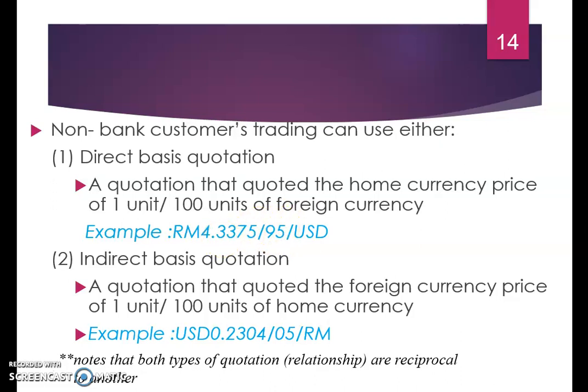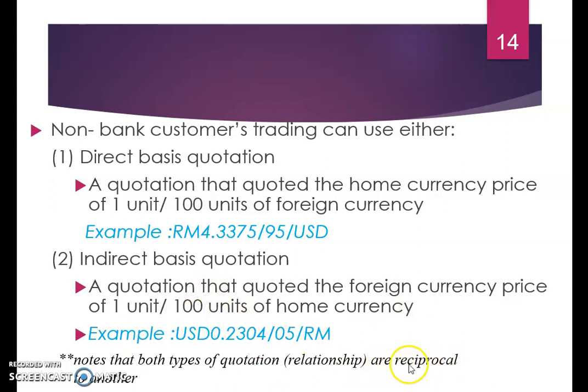So rule of thumb, the ask price is always the bigger amount compared to the bid price. From a direct basis quotation, we can easily convert it to the indirect basis quotation. How I'm going to do this is, you just cross like this. This bid is going to be the ask price for this indirect basis quotation, and this ask will be the bid price for the indirect basis quotation. This relationship we call a reciprocal.